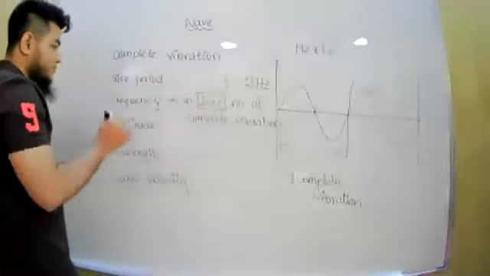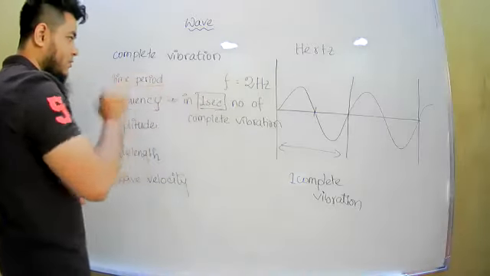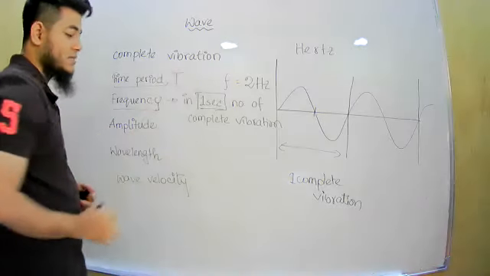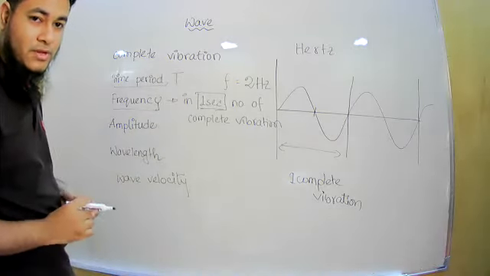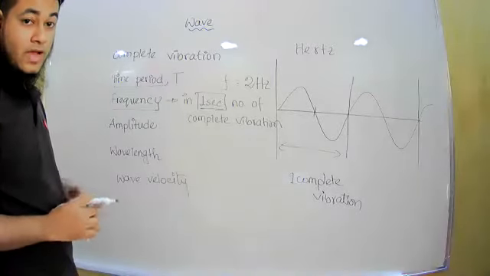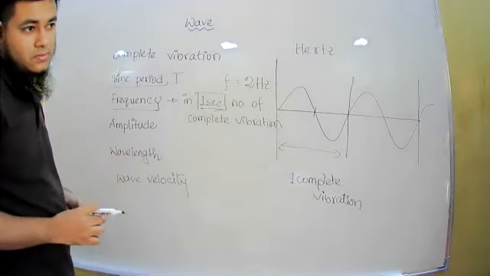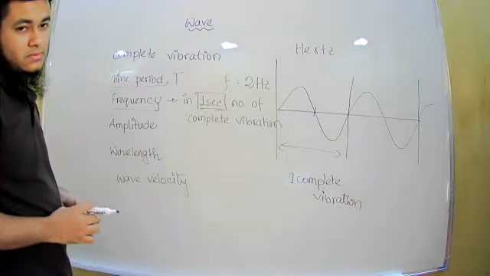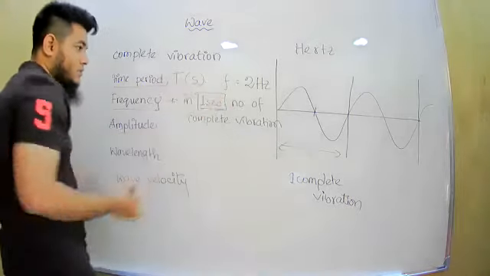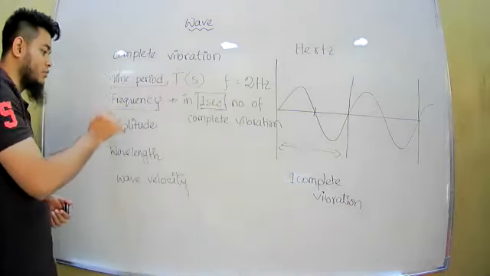I forgot to tell you that we express frequency by f, but what do we express time period with? We express time period by capital T. And what is the unit of time period? Second. So we understood what is time period and we understood what is frequency.